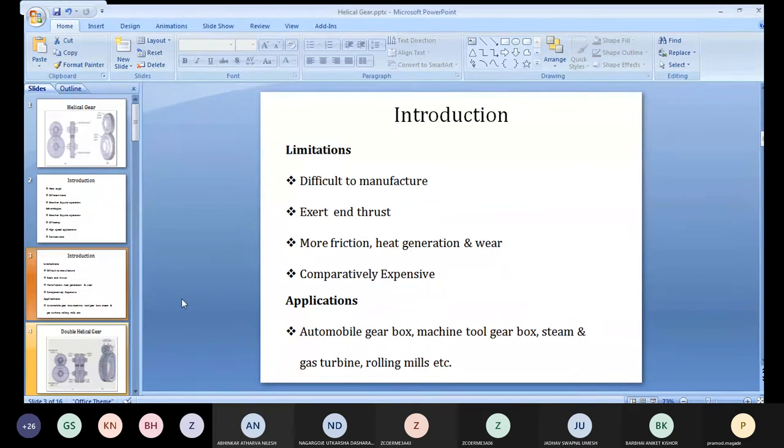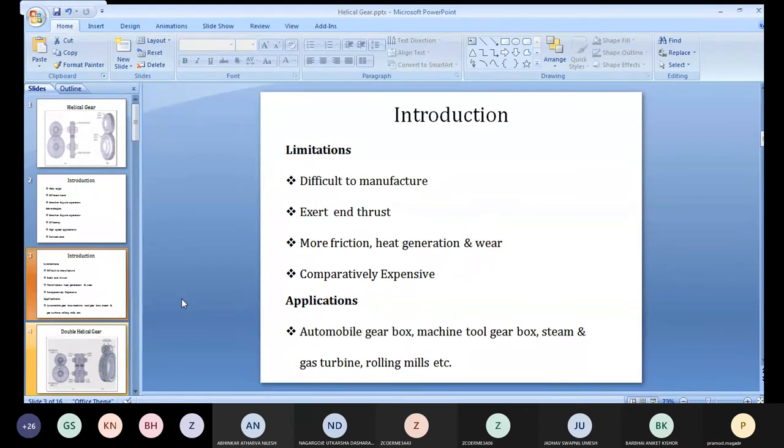Okay. So now, last. Again, comparatively expensive. Comparatively means as compared to spur gear. So write down, these gears are more expensive. Why more expensive? Because special kinds of tooling and machines are required to get the outcome.